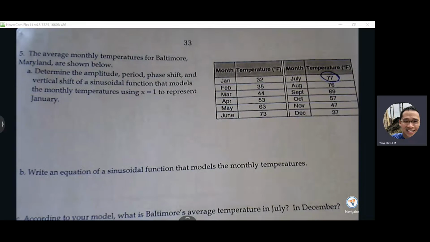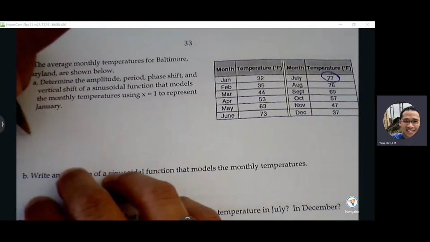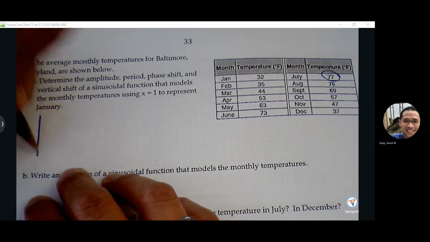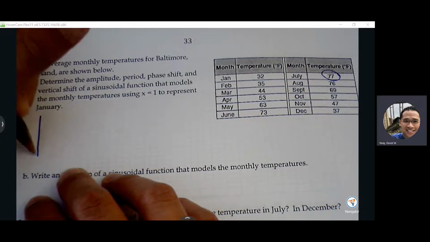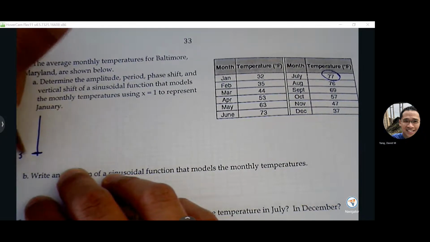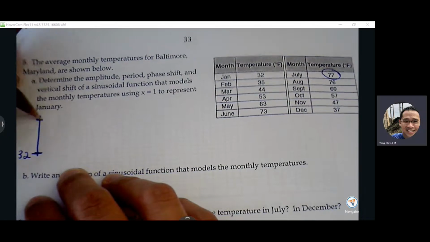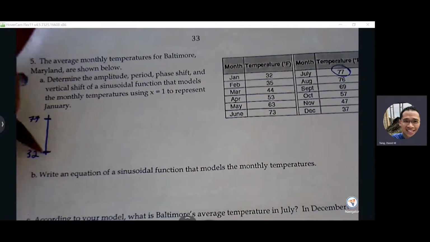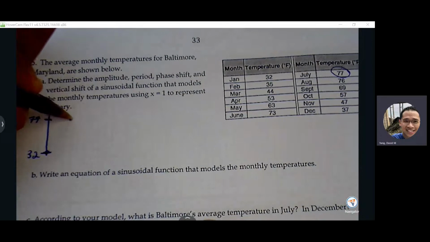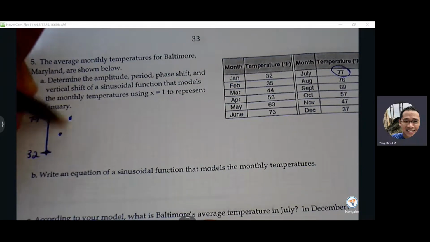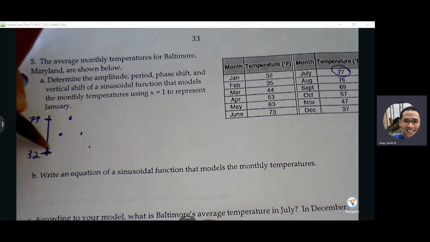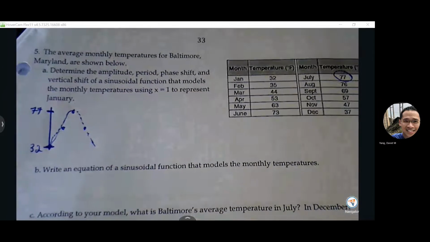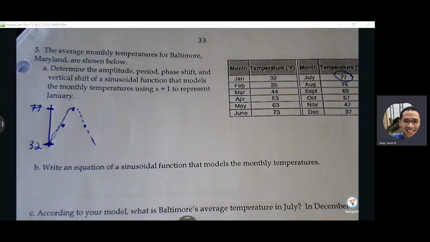Okay, so we can understand that we are starting at the lowest point here. Let me call this 32. And we're going all the way up to 77. So we don't have to fill in all the details. We just have an idea how the graph is going to look. Start, midline, peak, midline. It's going to look something like this. All right, just to get the broad strokes.